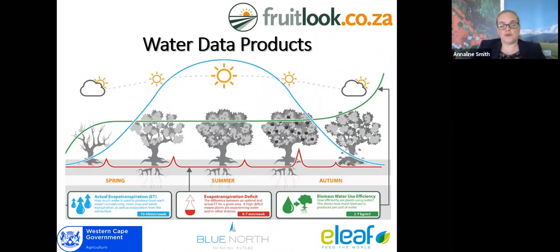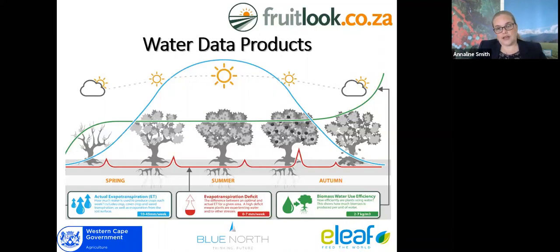Okay, so the first one when it comes to the water data products is the actual evapotranspiration. Now, evapotranspiration is a combination of two words: evaporation and transpiration. And that is how much water was physically used and/or lost in that field for that specific week. And we measure that in millimeters per week. So it's also a weekly data set.